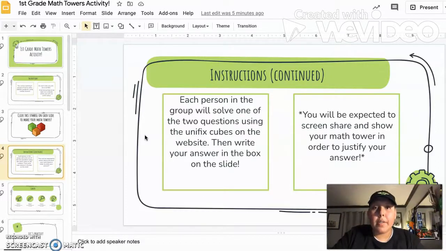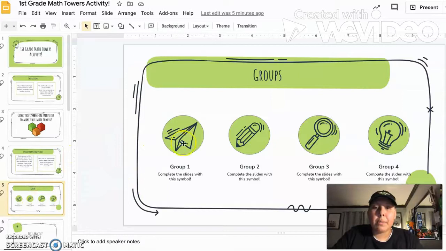So regardless of how many people are in each group, both of you will be sharing. So there's 2 people in a group. You're working in pairs, and we all know our pairs. We know who we've been working with for the duration of the semester. You're going to look for symbols that look like this. So group 1, 2, 3, and 4.